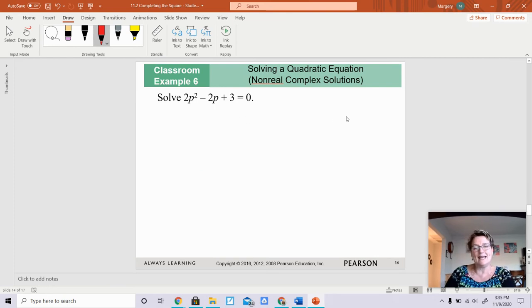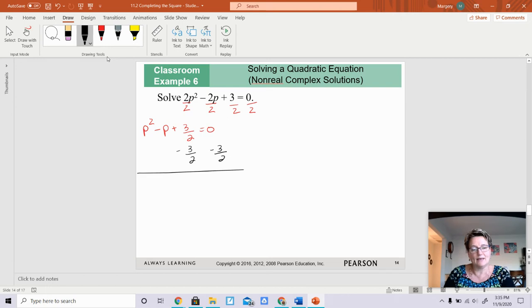On this problem, once again, my a is not 1. I need to make it 1. So I'm going to divide the whole thing by 2. And I'm going to get p squared minus 1p plus 3/2 equals 0. Because they want me to complete the square, that means I need to get rid of the 3/2. So I am going to subtract 3/2 from both sides. And I'm left with p squared minus p plus something, we don't know what, and then this side is -3/2.